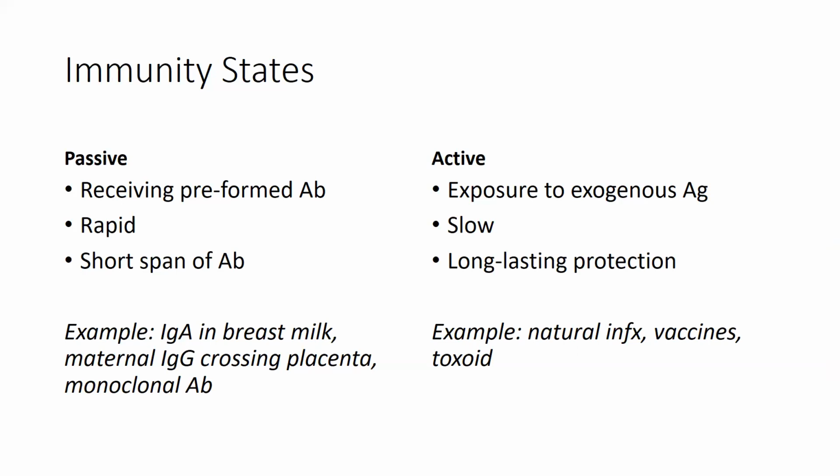Passive versus active immunity. Passive means you receive pre-formed antibodies. This is fast, but it's short. It's just the span of the antibody that's present. So like IgA in breast milk, maternal IgG crossing the placenta, monoclonal antibodies given to people. Once the antibodies are used, you haven't produced them, so they're gone.